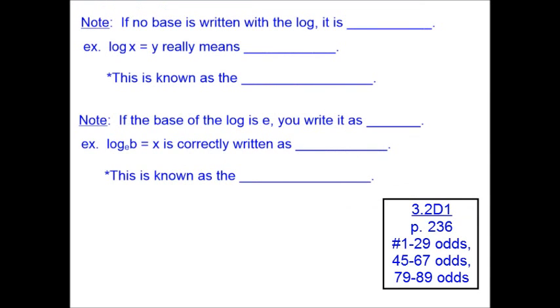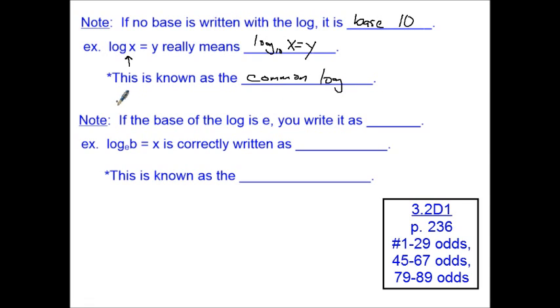Something we need to take care of as we talk about logs is some implied numbers. If no base is written with a log, it is understood to be base 10. So as soon as I write log x equals y, notice there's no little subscript there. That really means log base 10 of x equals y. This is one of those few times in math where if there's no number there, it's something other than a 1. We've had a couple of those, and this is another one. This is known as the common log. So whenever we hear common log, that's what we're talking about.